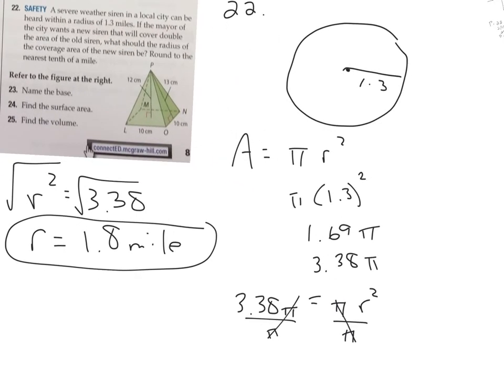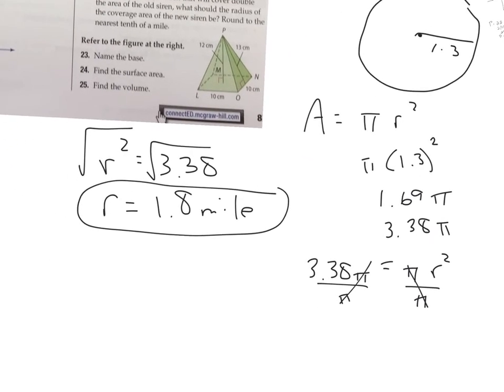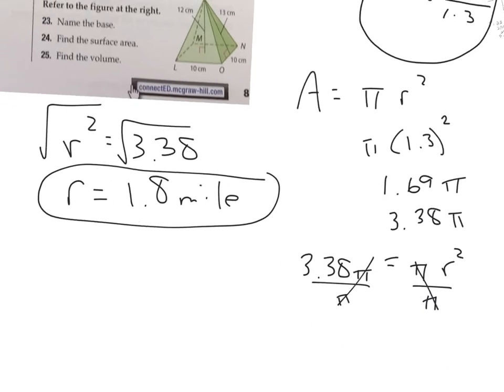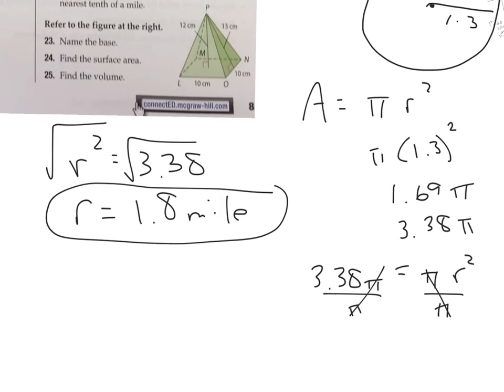Number 23 says, name the base. Well, the base of a pyramid, in this case a rectangular pyramid, is going to be the rectangle, right? So in order to name a rectangle, you just name the 4 points consecutively. It doesn't matter which one you start with. It does matter that you go consecutively. So in this case, the base is going to be a rectangle, LMNO.